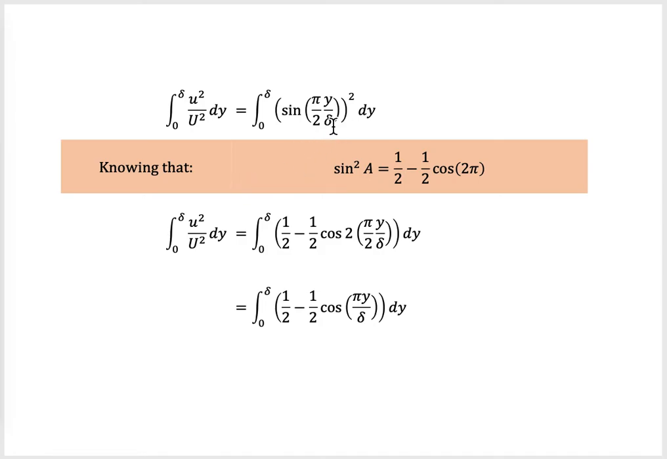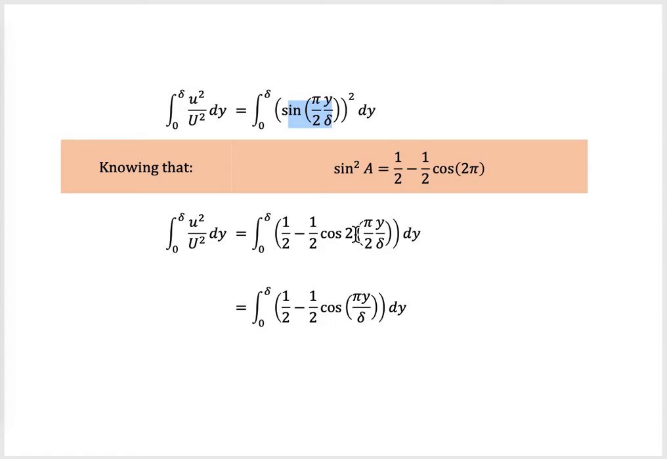This is the trick to solve this one, because if you keep integrating sine to the power of 2, you will get cos to the power of 2, and that does not solve the problem. So we change into sine squared. Sine squared A will give you 1 over 2 minus 1 over 2 cos 2A. We substitute using this idea, and we could write it as the integral from 0 to delta of 1 over 2 minus 1 over 2 cos 2 times pi over 2 y per delta dy.